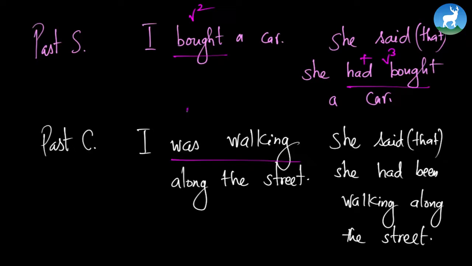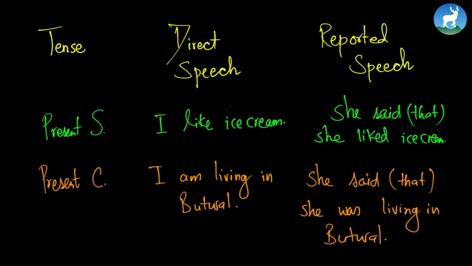Was walking, B plus VING, is changed into had been plus VING. Had been plus what? V4 or VING. If we study these examples, the V1 is changed into V2, the B VING or B V4 is changed into B in was plus V4. Let's study some more examples.